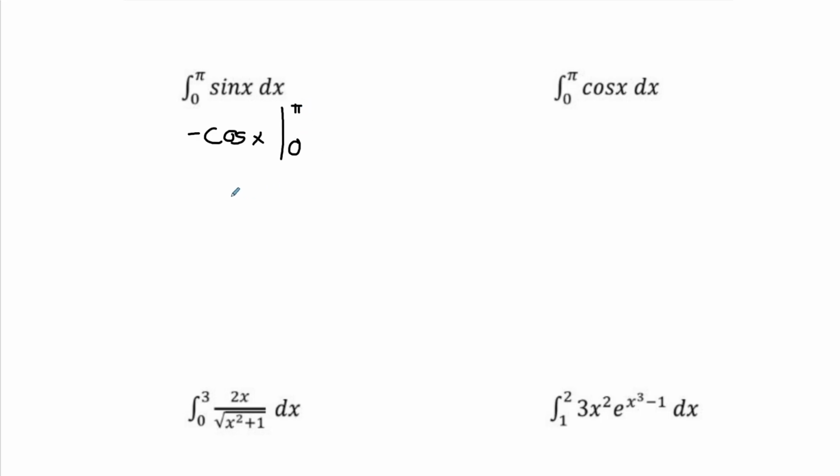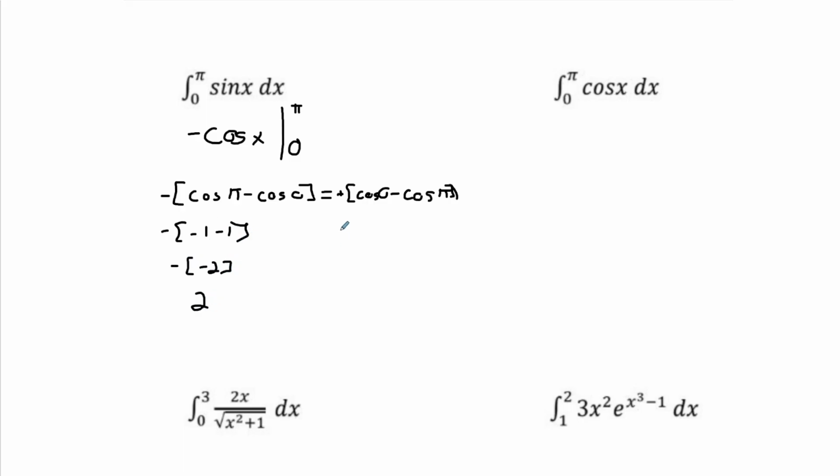Okay, so two ways we can solve this. If we have a negative cosine of x, we can write this as negative cosine of pi minus cosine of 0, right? You can also write this as positive, and then you would flip the bounds. So cosine of 0 minus cosine of pi. Okay, either one works. We can show that by saying, okay, so here we'd get negative 1 minus 1, which is negative times negative 2, which is positive 2. And here we would get a 1 minus negative 1, which would give us positive 2, right? So we would get 2 as well.